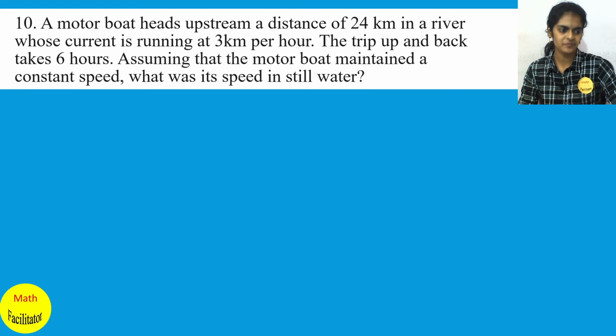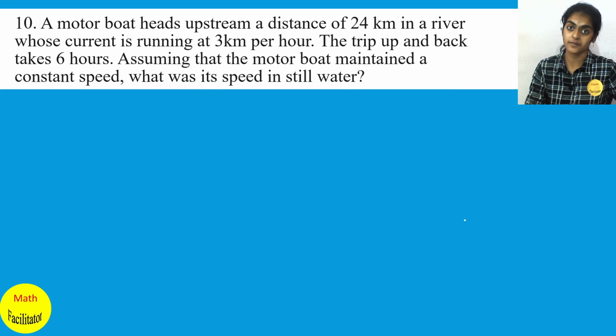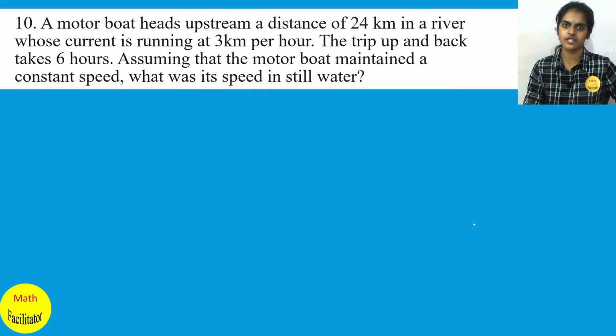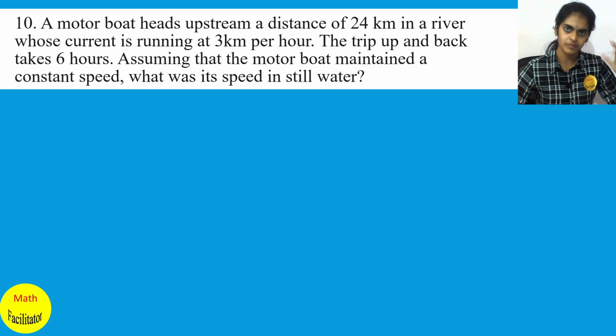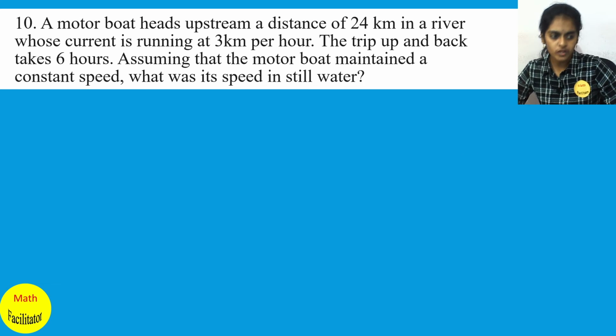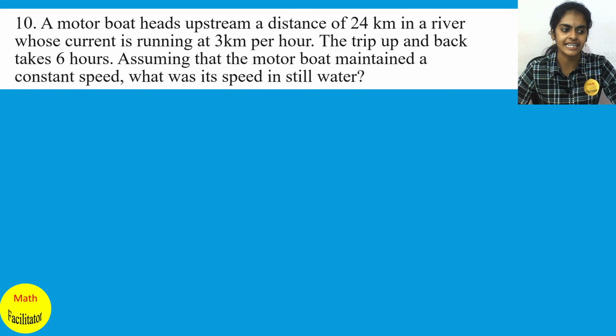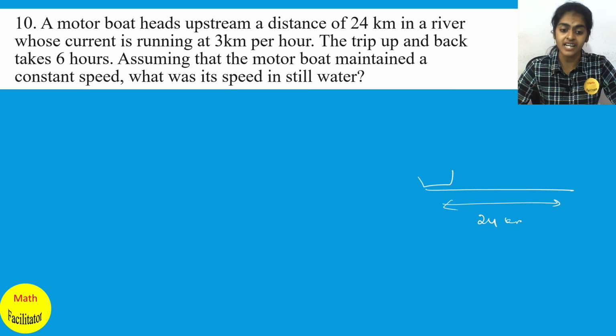The next question, a motor boat heads upstream. So this upstream and downstream I have explained you very clearly in the linear equations chapter, but still once again I'll give a quick recap. If you want complete explanation, please look into linear equations exercise problems that I have explained you. So a motor boat heads upstream at distance of 24 kilometer in a river. Okay, so this is the boat. It is going a distance of 24 kilometer in the river upstream.